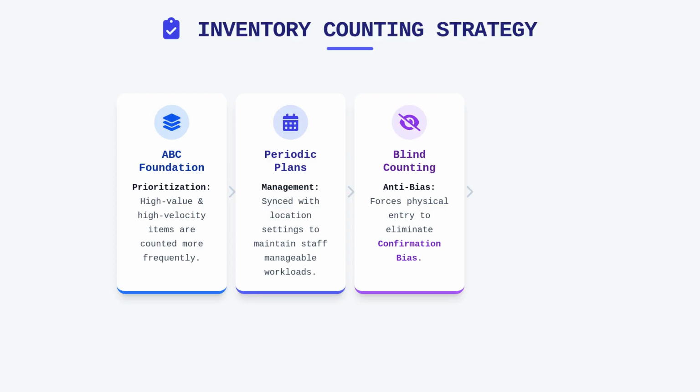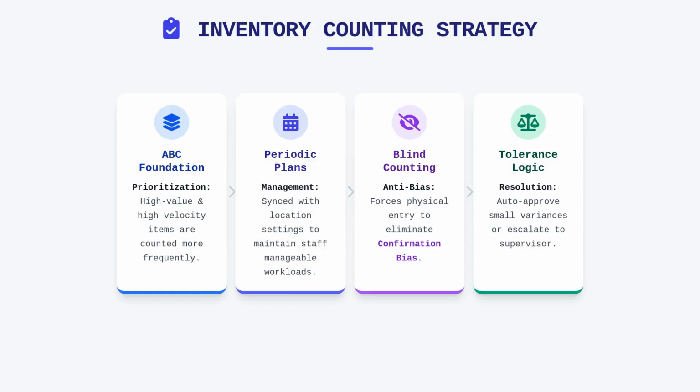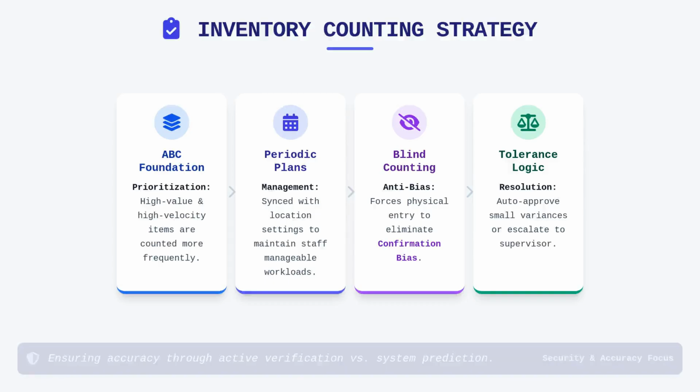potentially outdated system record. If a discrepancy occurs, the tolerance logic immediately evaluates the variance against predefined rules, deciding whether to auto-approve the adjustment or escalate it to a supervisor for a recount.